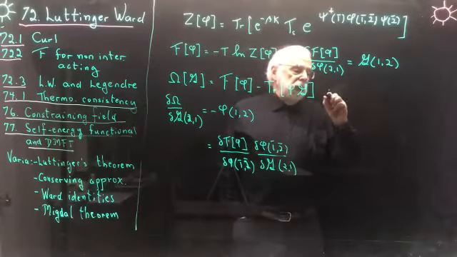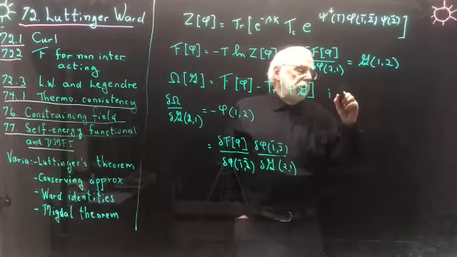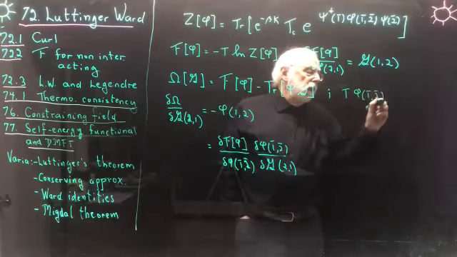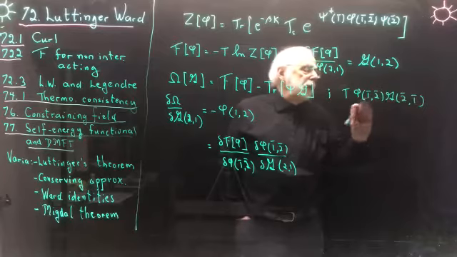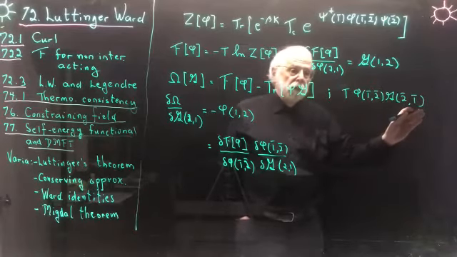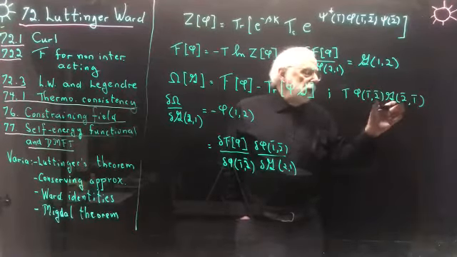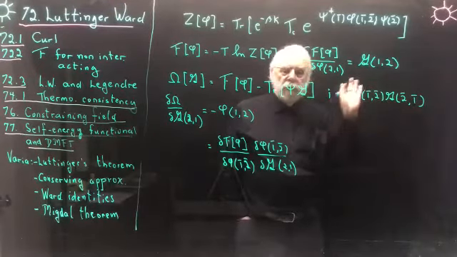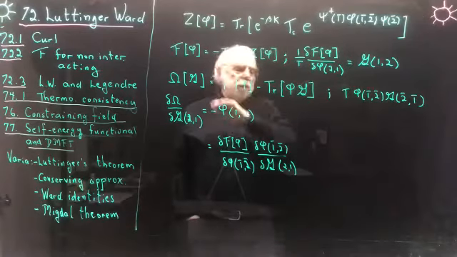So the trace is defined by temperature times phi 1 bar 2 bar G of 2 bar 1 bar. You see, it's like matrix multiplication. So I sum over 2 and I sum over 1. And I have the temperature here just because the F has the temperature.